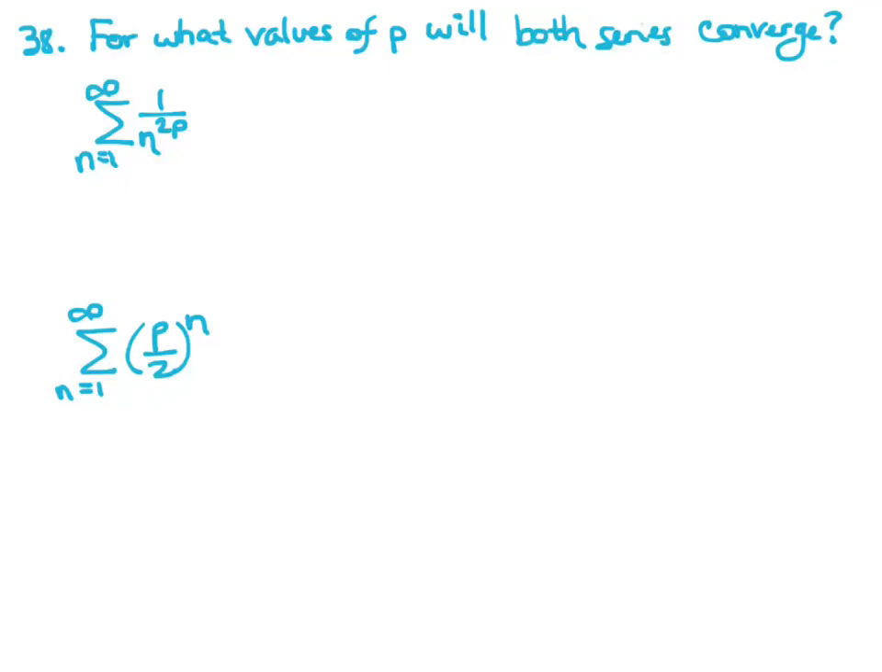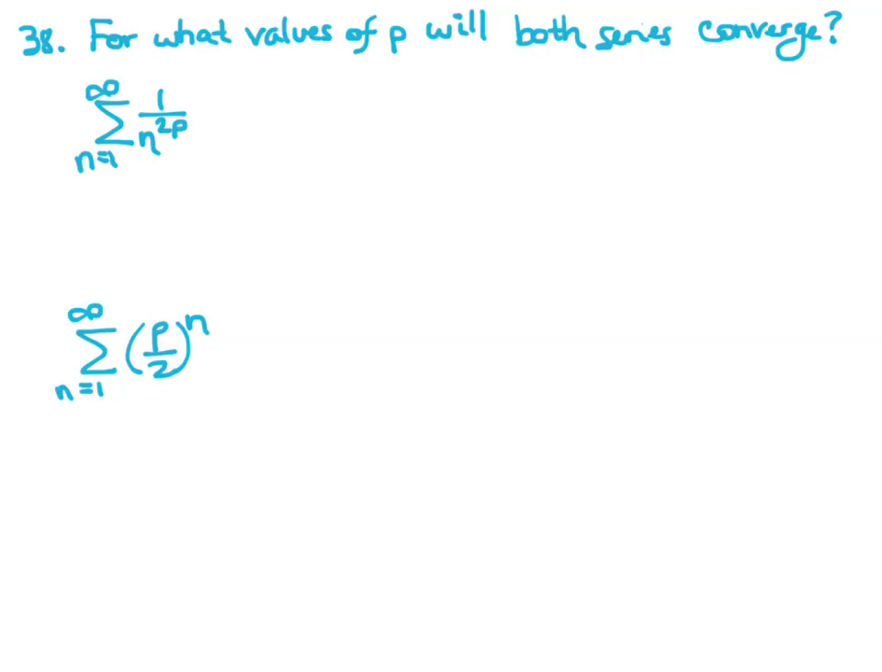All right, let's continue on with some more questions from your BC Fall Semester Exam Review. Question number 38 asks us for what values of P will both series converge. So we've got two different series here. They both involve a P, and we want to find values that will make them both converge.